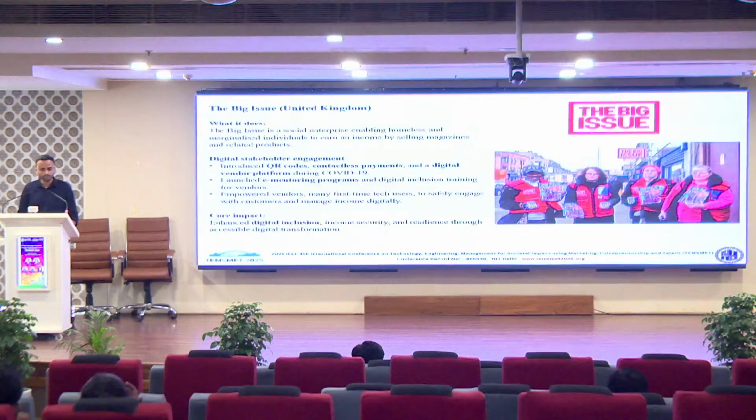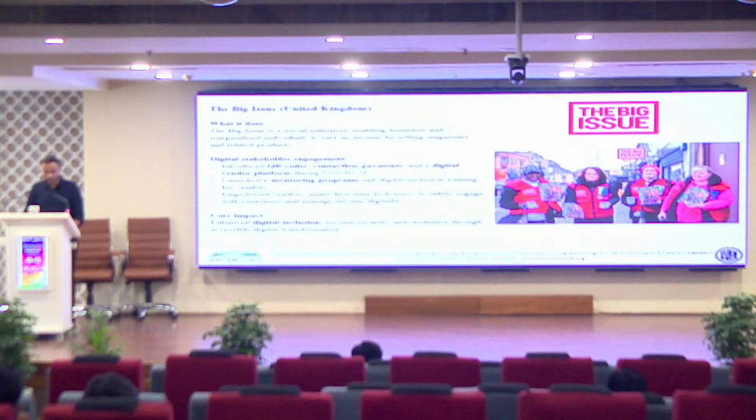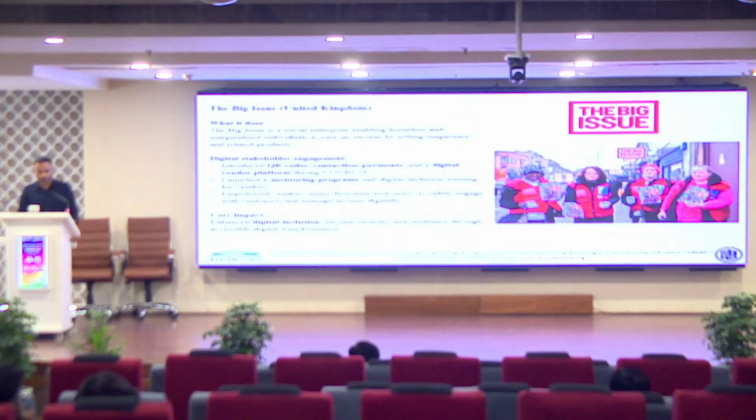The second case is Big Issue from the United Kingdom, which is a social enterprise that enables homeless and marginalized individuals to earn an income by selling magazines and related products. During COVID-19, when there was social distancing, they introduced QR codes, contactless payments, and a digital vendor platform. And they also launched e-mentoring programs and digital inclusion training for vendors.